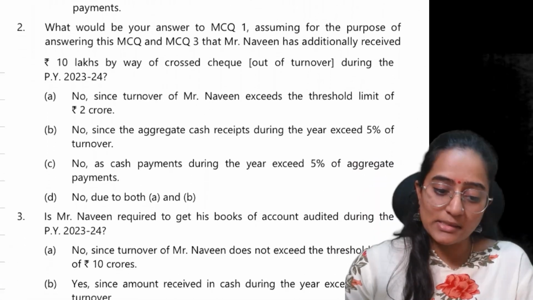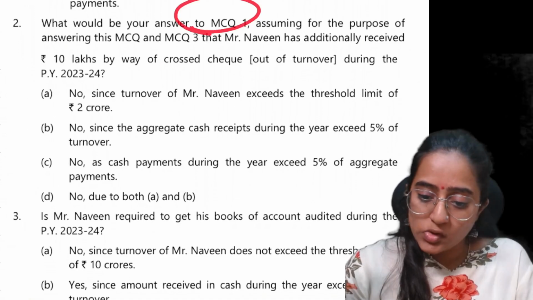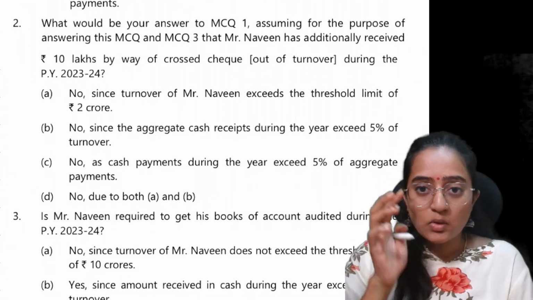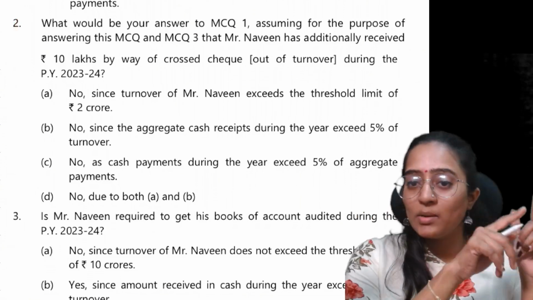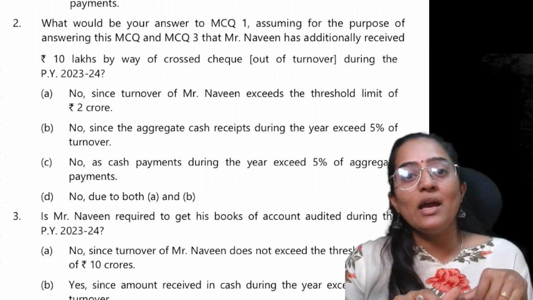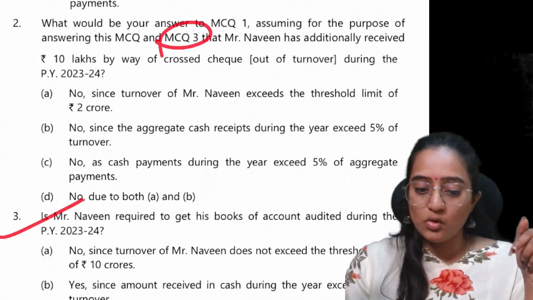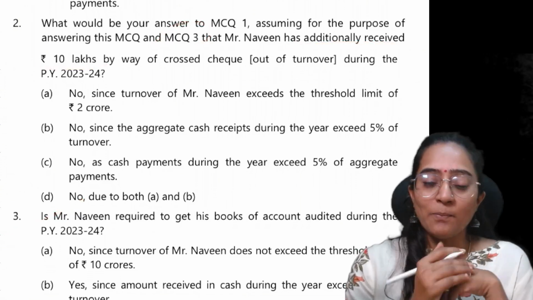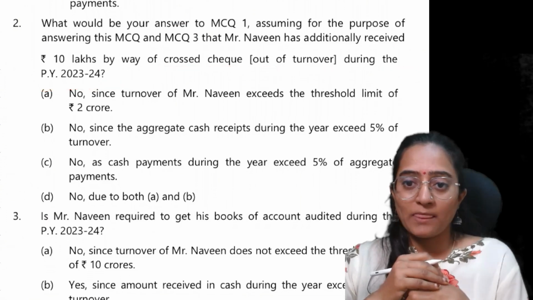Clear? Makes sense? So what would be your answer to MCQ 1, assuming for the purpose of answering this MCQ? See, try to understand the question which they have given. What would have been your answer for MCQ 1? What you would have considered as the answer for MCQ 1, and the same thing pertains to MCQ 3 also, that Mr. Naveen had additionally received rupees 10 lakh by way of crossed cheque out of turnover during PY 23-24.